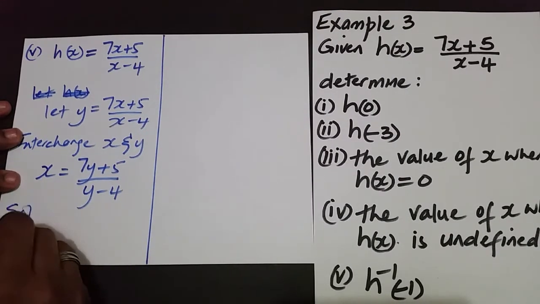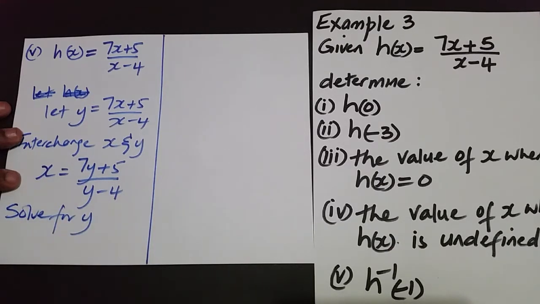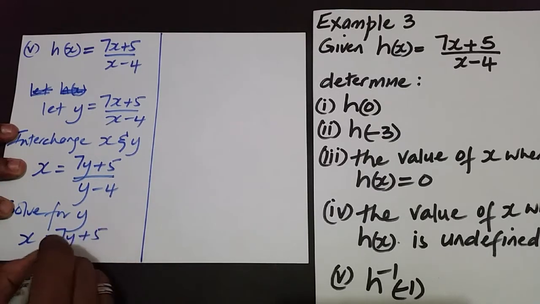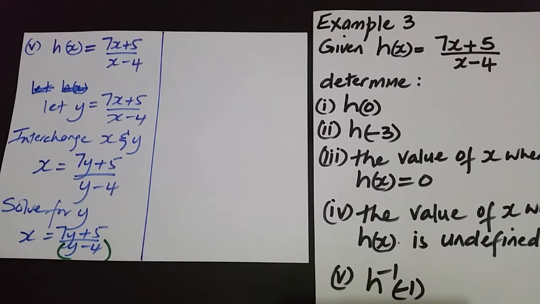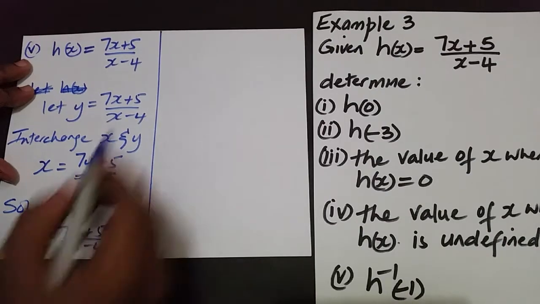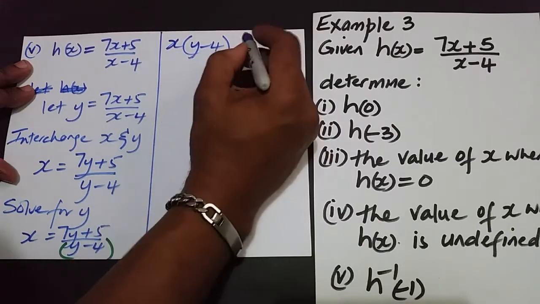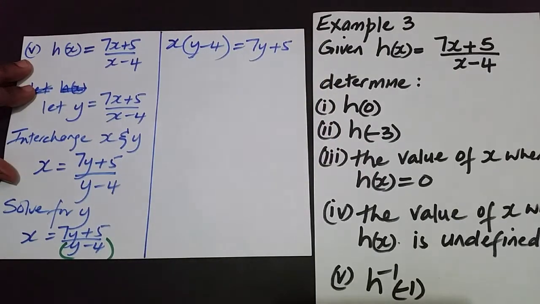The next thing we need to do is solve for y. That means to make y the subject. So I'm going to write this back, and again, you know where I'm going. Always, always, always put the denominator in brackets, because when you cross multiply, if you don't have the brackets, then that step is going to be incorrect. All right, let's proceed. So we're going to cross multiply by the denominator. The denominator is y minus 4, and that's going to be equal to 7y plus 5.